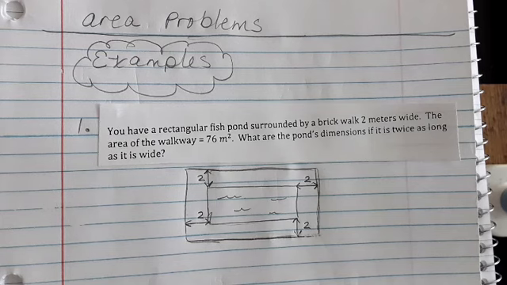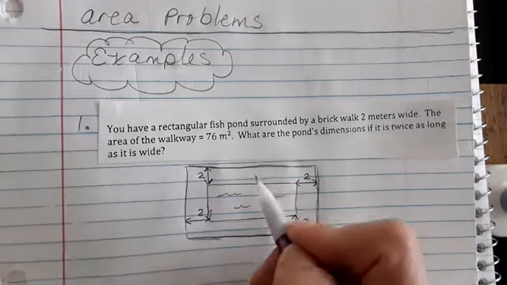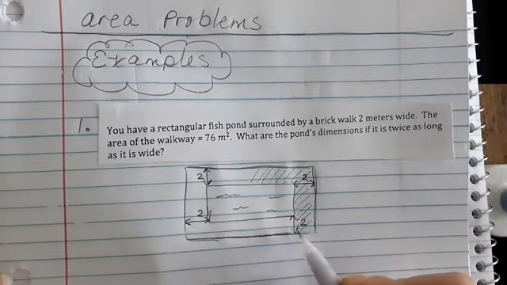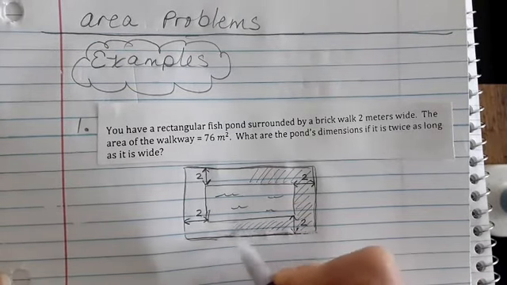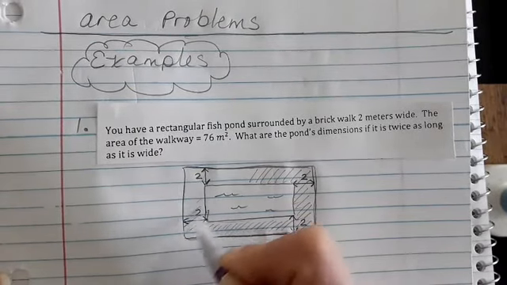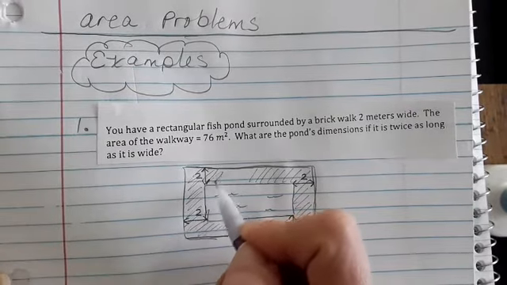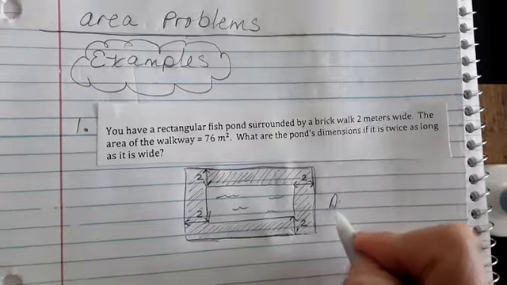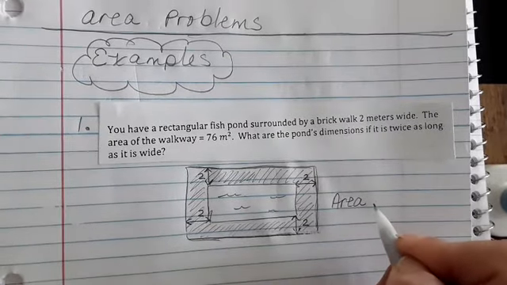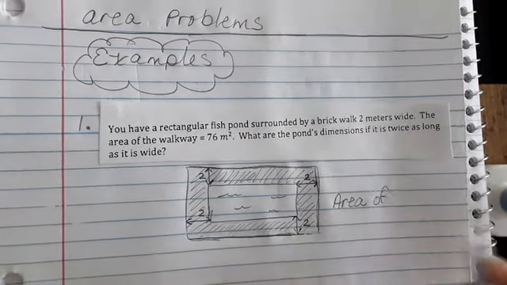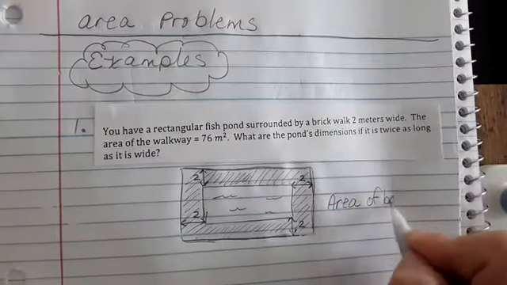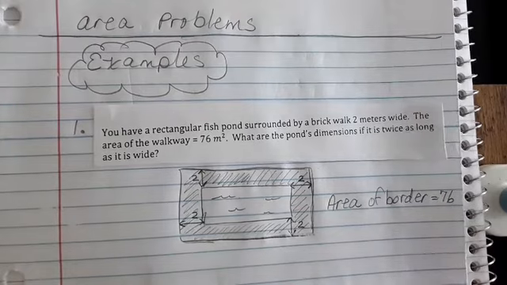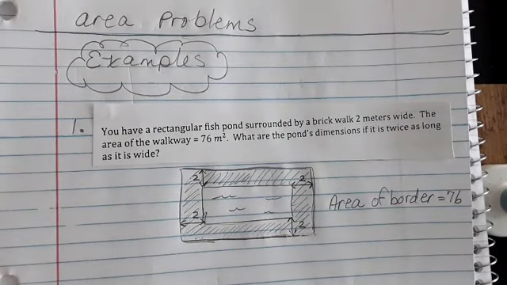Now it gives us the area of the walkway. So that's this part right here. This is our walkway. We have the area. So that's kind of like the border, isn't it? So we have the area of the border, is given to us as 76.